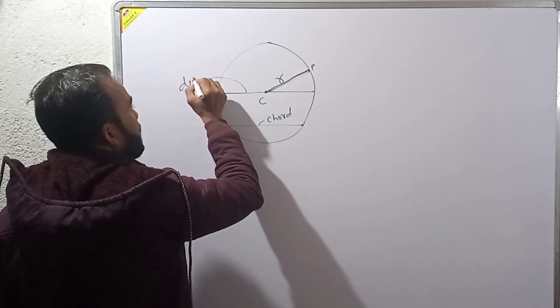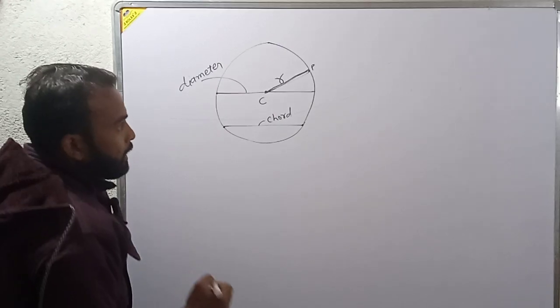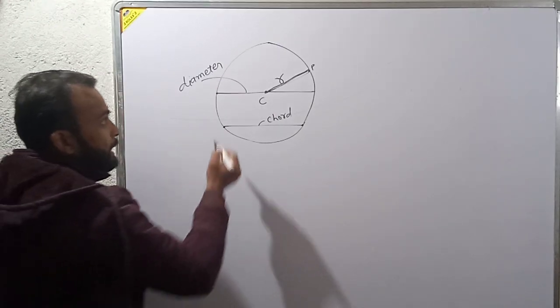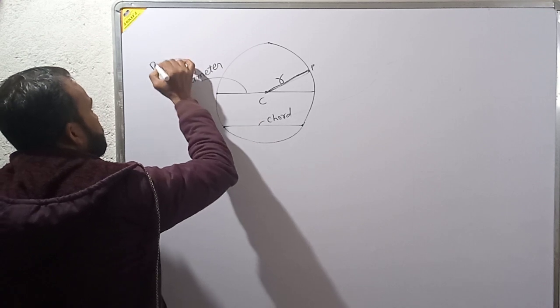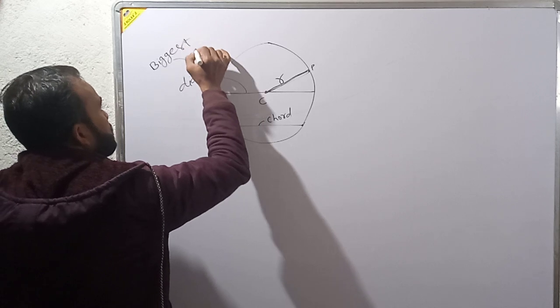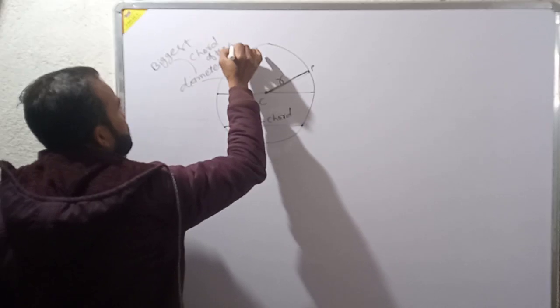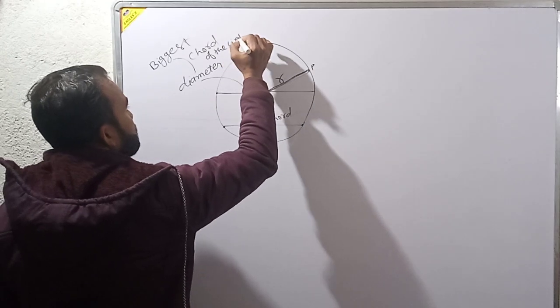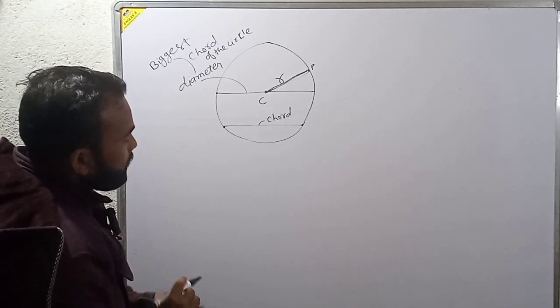And a chord which passes through the center of the circle is called the diameter. This is the diameter. Clear? Diameter is the biggest chord of the circle. Clear?